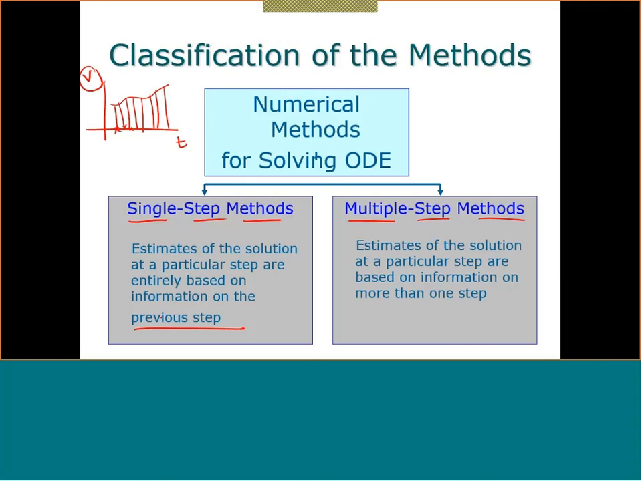Now, multiple step methods estimate the solution, again, at a particular step, but based on information from more than one step. So it's not enough to know just the previous one; you need to know more information. And we will have examples of both.